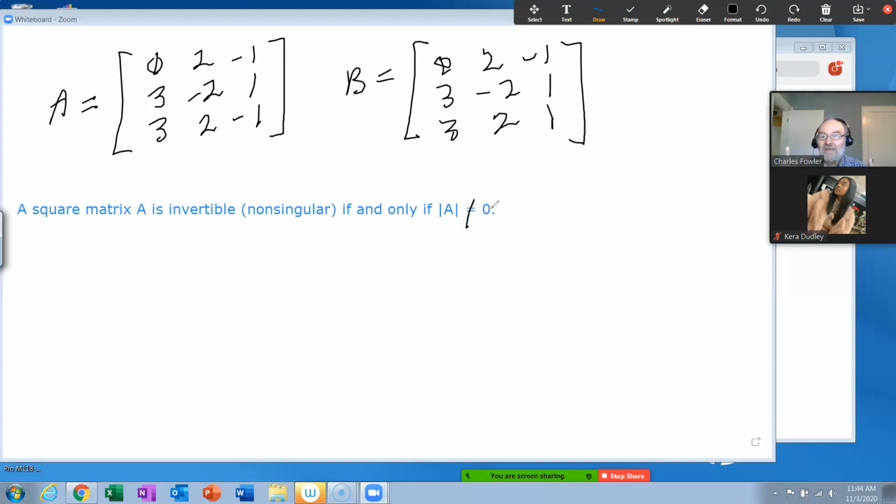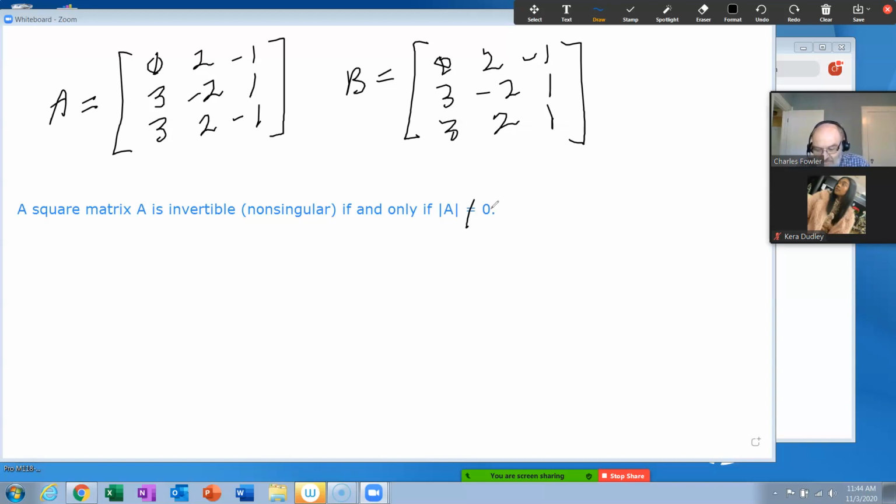A square matrix A is invertible or non-singular if and only if its determinant is not 0. It can have any determinant in the world except 0. If it has a 0 determinant, that matrix is not invertible. And if that determinant is anything other than 0, it is an invertible or non-singular matrix. Now they do a proof under that. I'll let you go through the proof. It's pretty straightforward, I think.